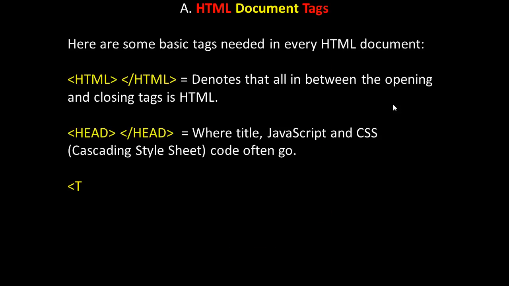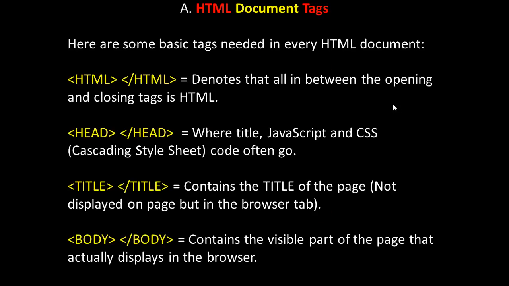Here are some basic tags needed in every HTML document. First and foremost, the open and closing HTML tags. These denote that all in between the open and closing tags is HTML. Then there's the open and closing head tags, which is where the title, JavaScript, and CSS or cascading style sheet code often go. Then there are open and closing title tags, and this contains the title of the page. It's not displayed on the page, but in the browser's tab or status bar. And finally, the body tags, and within the open and closing body tags is the visible part of the page that actually displays in the web browser.